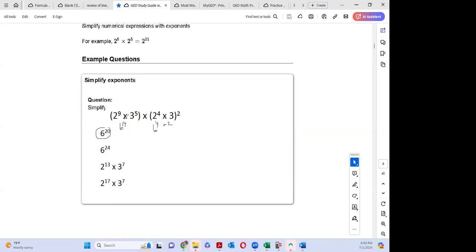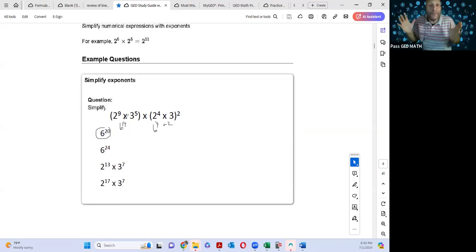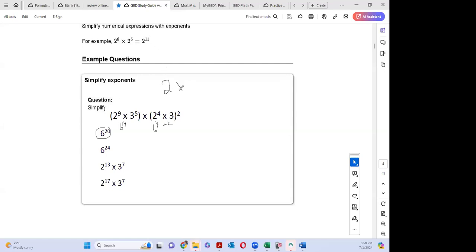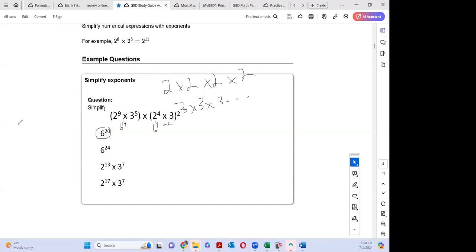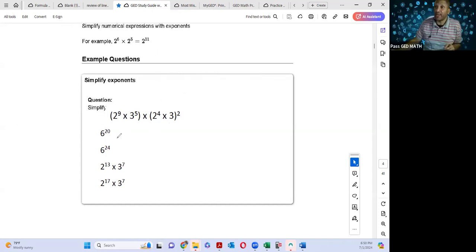You're not multiplying 2 times 3. Remember, exponent means 2 times 2 times 2 times 2. This exponent is 3 times 3 times 3, it's not 6. Now here you can see 6, you can see 6, you can see 6, but that's not part of the exponent rules. Okay. So what we can do right away is eliminate those.